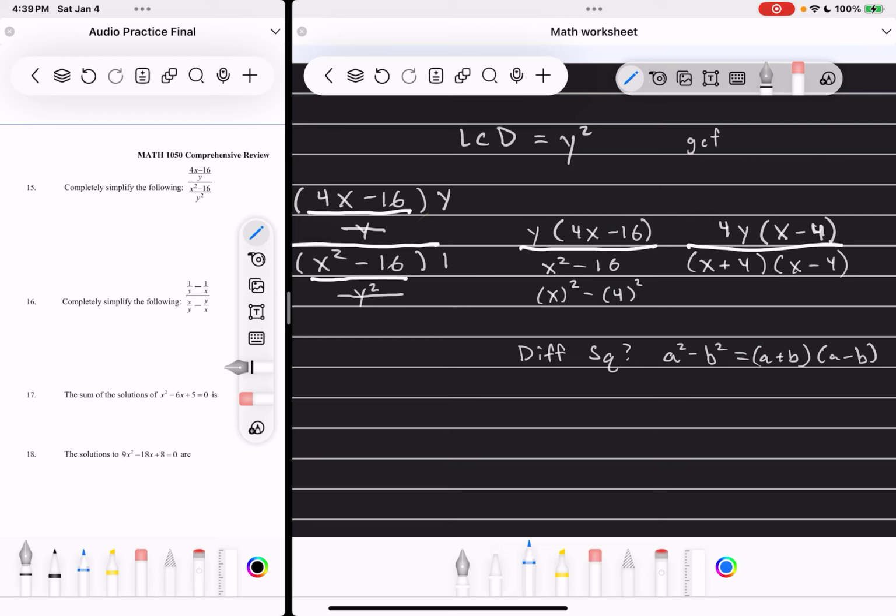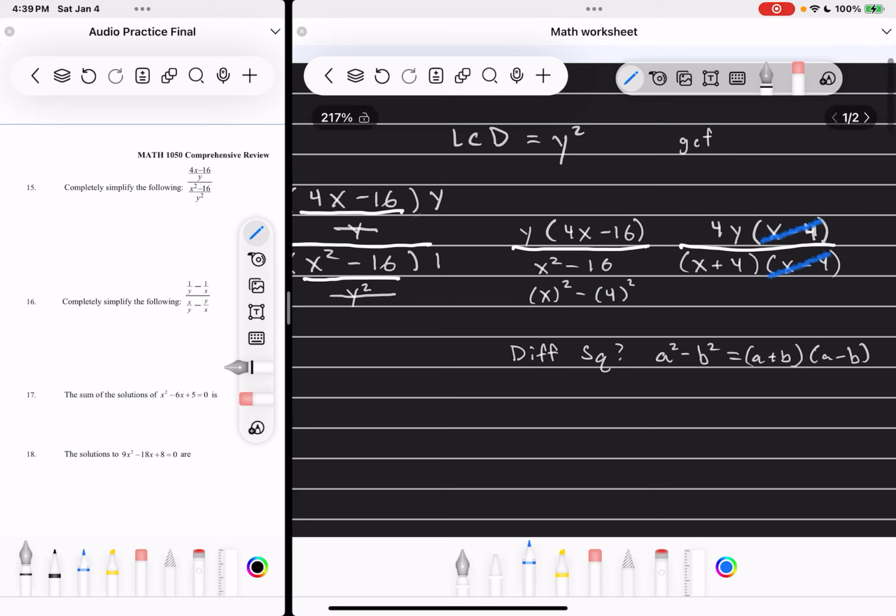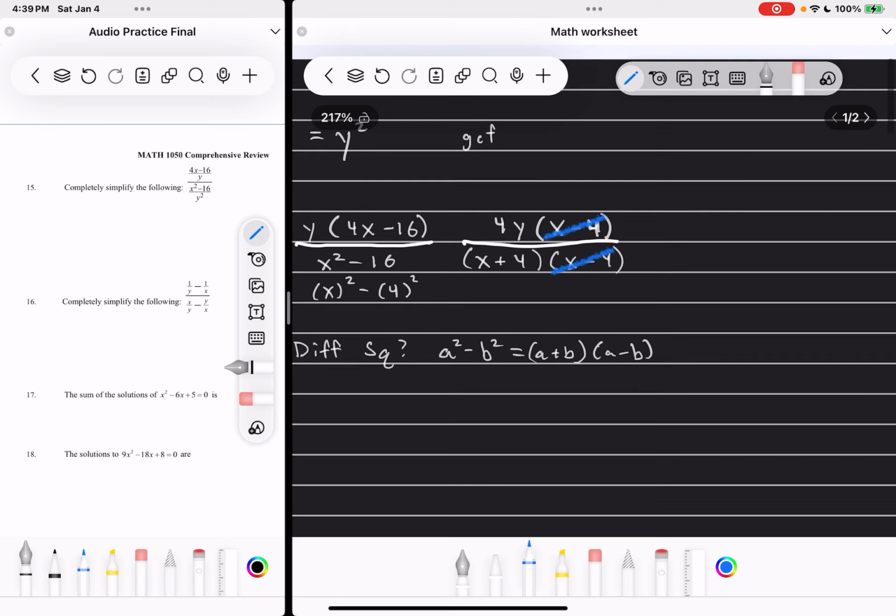Now canceling, what is in the numerator that's also in the denominator? Well, our x minus 4, which again is not a whole number, but is altogether a number. So x minus 4 gets canceled, which means we simply have a 4y over x plus 4. And that's how to solve that particular question.